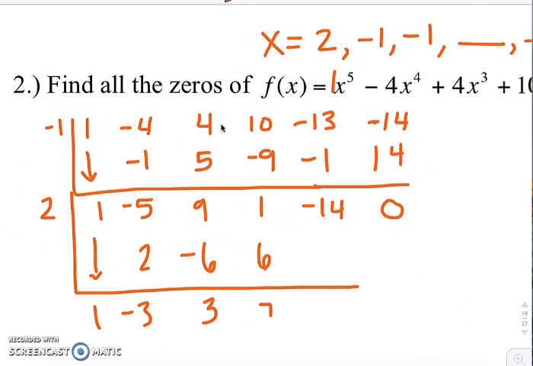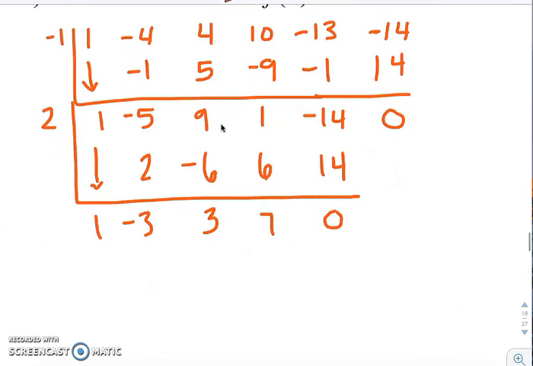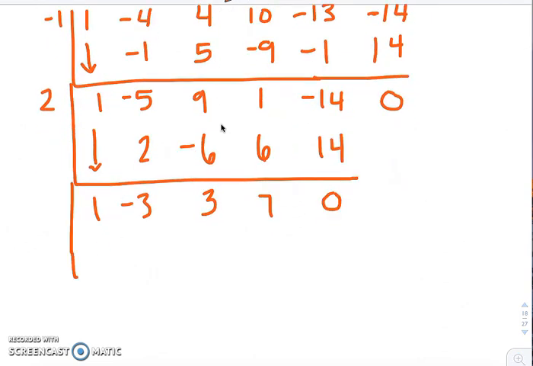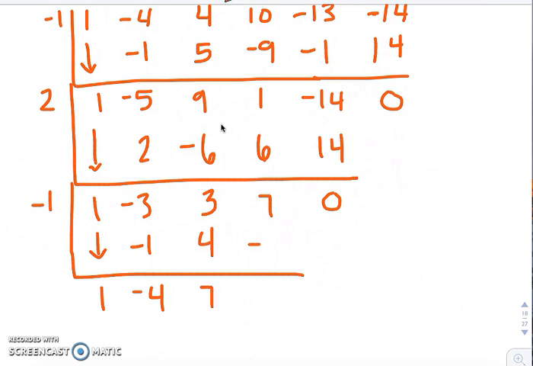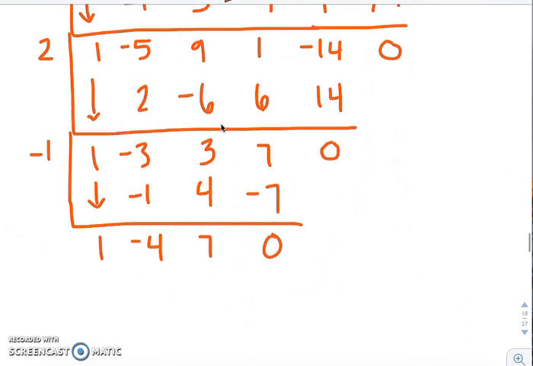Just don't rush through it too much. Make sure you're not making any mistakes. I do sometimes. All right, we got a remainder of 0. That's good. So then the last one we need to divide by is -1 again. And we get another remainder of 0. So remainder is 0, 7 is your constant, -4 is your x, 1 is your x squared.